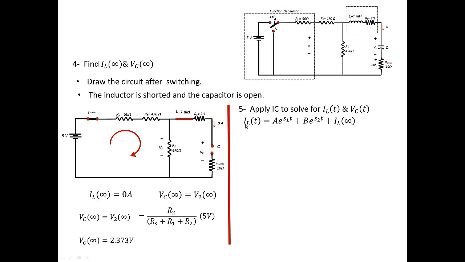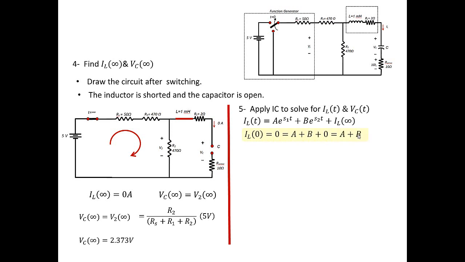That basically means that IL is 0. Now when we apply t equals 0, this becomes 1. e to the S1 times 0 is 1, and e to the S2 times 0 is 1. So you're basically going to say that IL is 0, which will equal A plus B plus IL at infinity. So here we know that A plus B equals 0. This is the first initial condition that we have, A plus B equals 0.